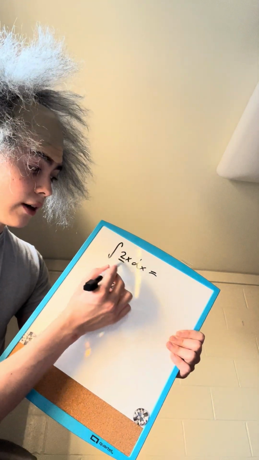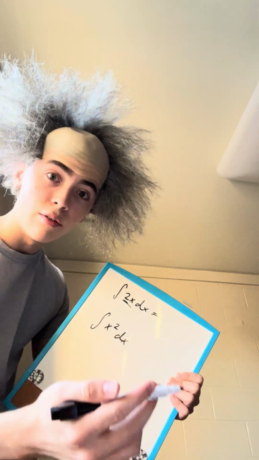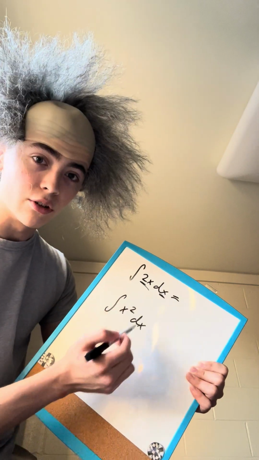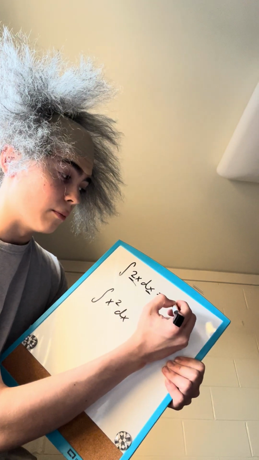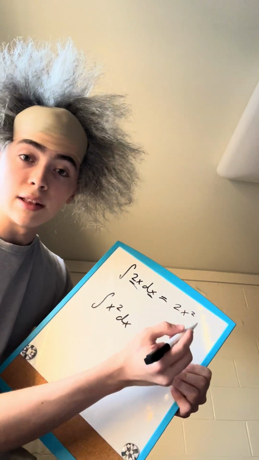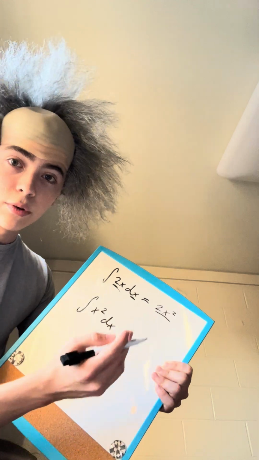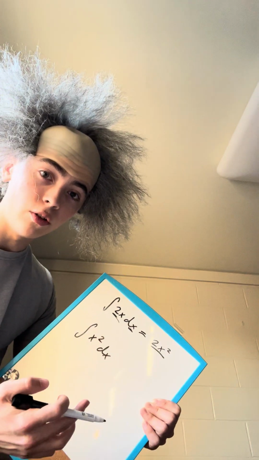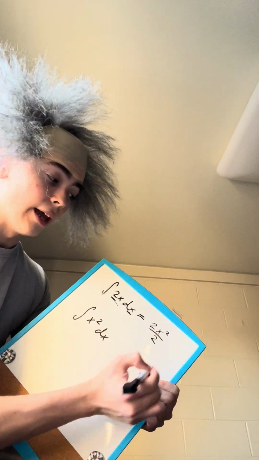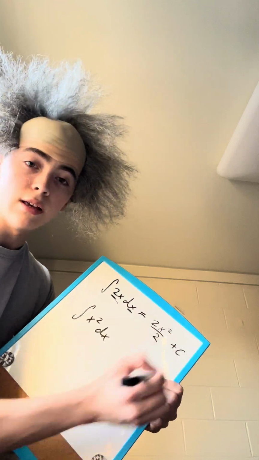We're going to take 2x, we're going to add 1 to the power of x, the variable we are taking the integral with respect to. So this would become 2x squared. Okay, and then we're going to divide by the new power that we just created, which in this case, since we just raised the power by 1 and our result is 2, we're going to divide by 2. And don't forget that plus c.